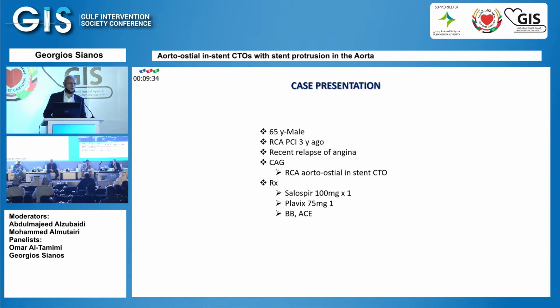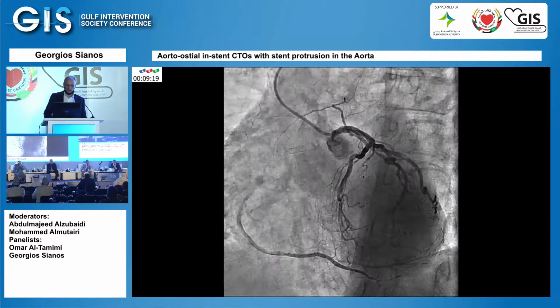A 65-year-old male underwent a PCI of the ostium of the RCA 3 years ago. He had a relapse of angina. He was catheterized, as you will see here, and there was an aorto-ostial in-stent CTO. This was done live during a meeting in Milan. You see the concept here.